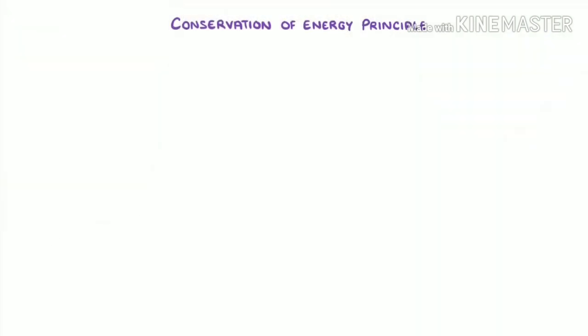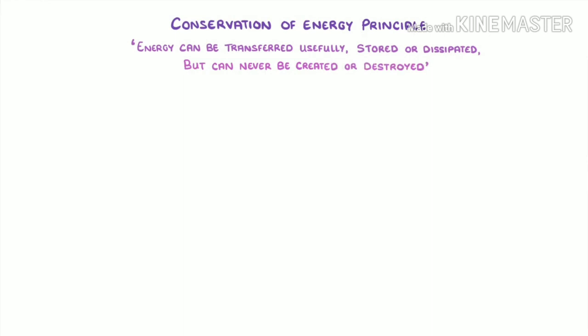So let's start. In today's video, we're going to learn about the conservation of energy principle, which is one of the most important ideas in physics. The principle itself is that energy can be transferred usefully, stored, or dissipated, but can never be created or destroyed. So basically, we can't make new energy or destroy it. It can only move between different objects or between different forms.